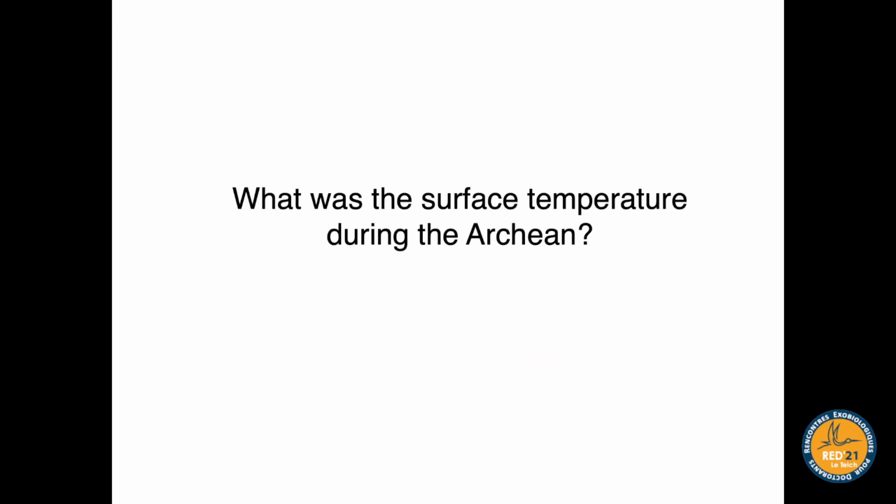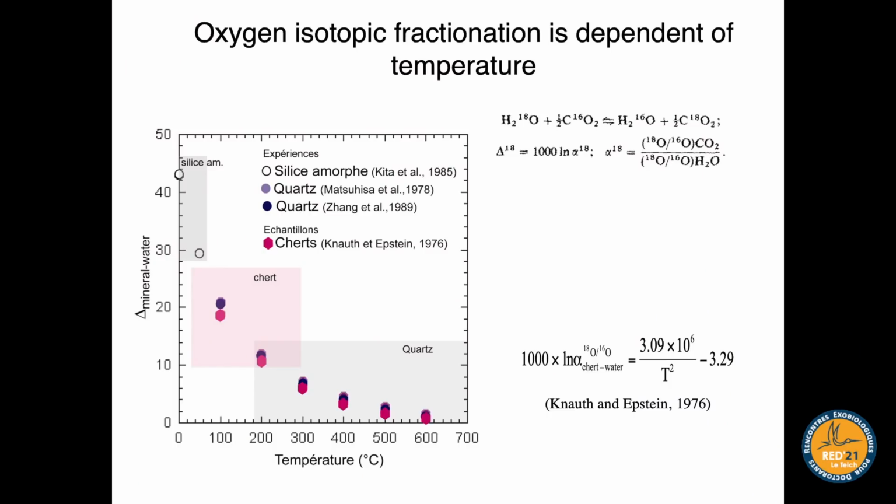So what was the surface temperature? We know that we had a lot of ocean, and this ocean was even larger than now. So what was the surface temperature during the Archean? We can at least try to resolve this faint young Sun paradox. To reconstruct the temperature, we can use what we call the oxygen isotope composition.